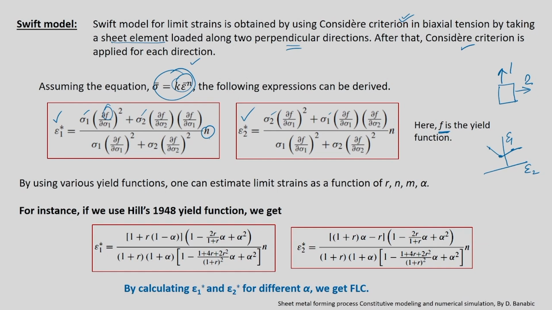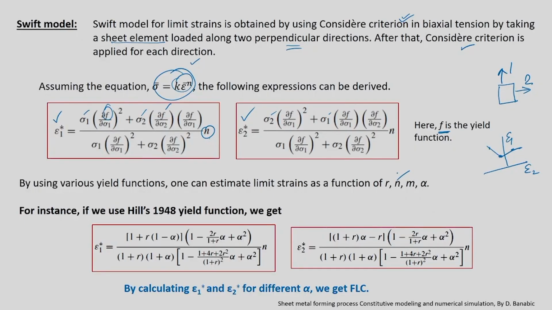So, now what we can do is use a variety of yield functions in place of this F, and you can derive the actual equations for epsilon 1 star and 2 star. Finally you will see that epsilon 1 star and 2 star could be a function of n, which is already there, maybe strain rate sensitivity index, and of course plastic strain ratio also you can include, because you may use an anisotropic yield function. It will also be a function of alpha, so that you can get for different alphas what the forming limit strains are.